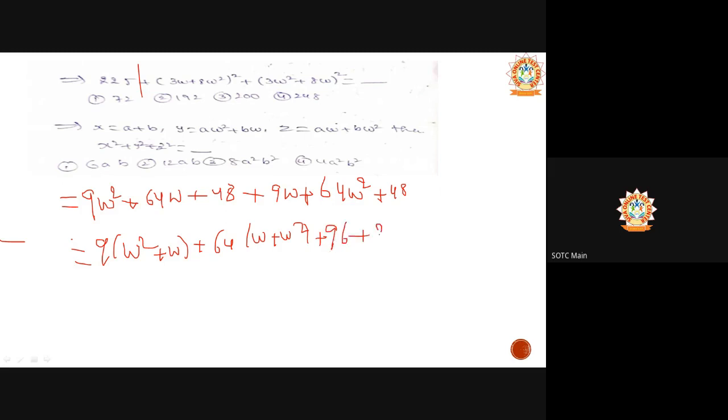Plus we have 225 with us. So now what will become? What is omega square plus omega? That is minus 1, right? So minus 9 minus 64 plus 96 plus 225. Tell me what it is coming.